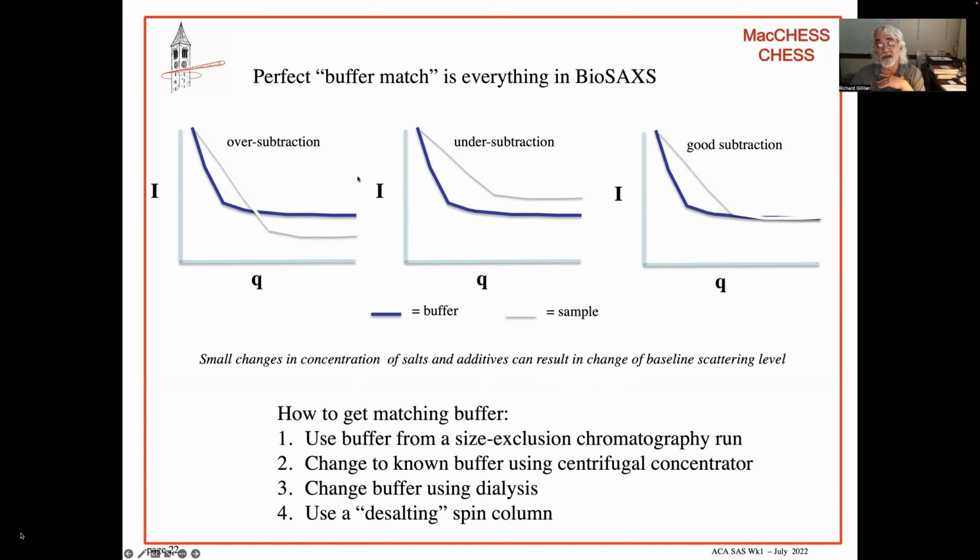So you need to deliberately make this match. Use the buffer from your last size exclusion chromatography run, which we highly recommend and really require in sample preparation for SAXS. Or you can change the buffer using a centrifugal concentrator to something that you know the composition of. Or you can use dialysis, a lot of people do that, or a desalting spin column. You'll get more about that later. But I just wanted to be the first person to hit on that very important topic.